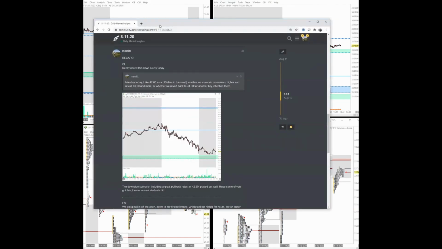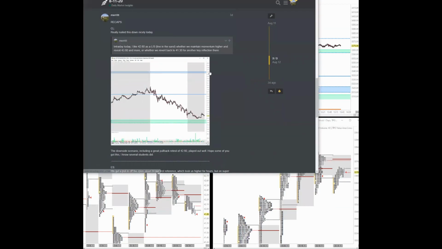So here's what I had. 42.60, that neutral level there, line in the sand. And it's kind of one of those days. If we can hold above that and maintain momentum higher, we've got some upside targets. If we don't, we revert back to 41.30, which is all the way down here. Downside scenario, great pullback, retest of 42.60. Oh, that's the recap. Sorry. So that's what we had said, and that's essentially what happened, the downside scenario.